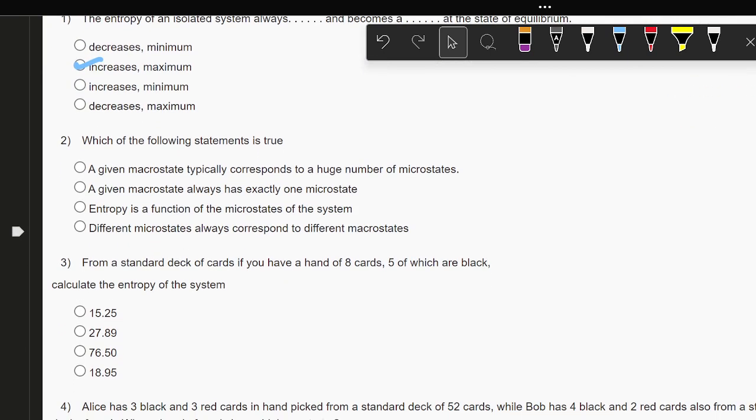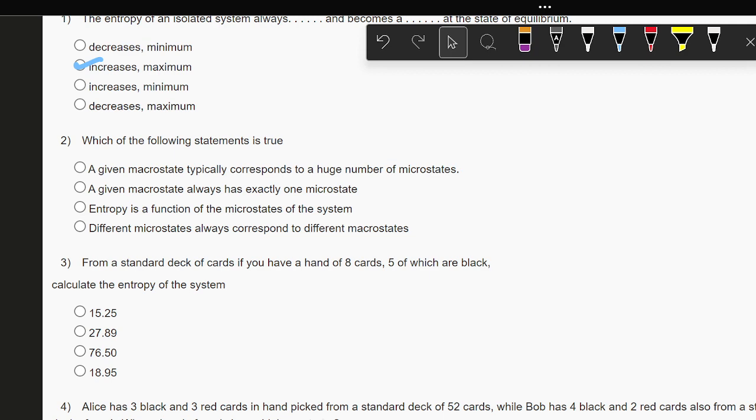Now the second question is, which of the following statements is true? There are 4 statements given and we have to choose which one is true. So the first statement, let us read that. It says that a given macrostate typically corresponds to a huge number of microstates.